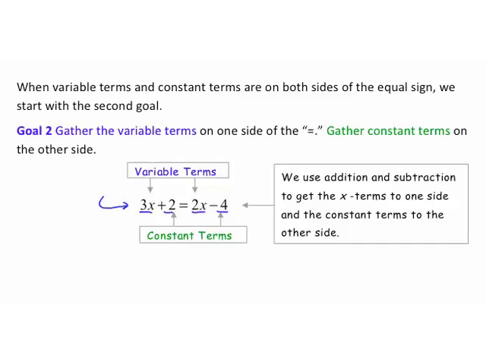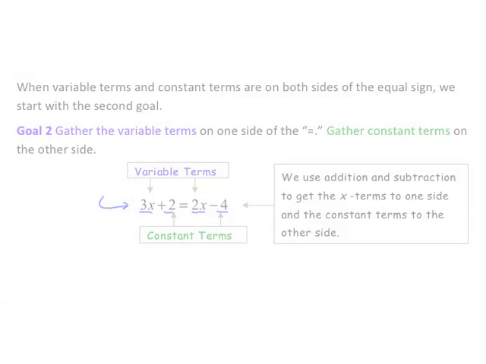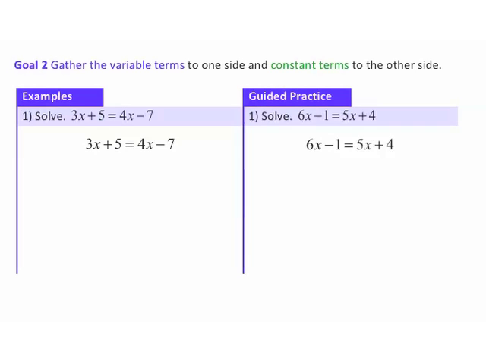Now it doesn't matter which side we do that, as long as we get them organized, variables on one side, constants on the other. And the way we do that is we use addition and subtraction to get the x terms to one side and the constant terms to the other side. Now let's take a look at an example that will help you understand how to use goal 2 to solve an equation.